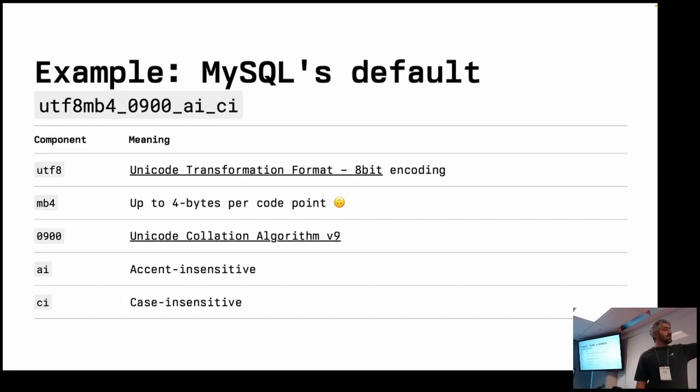0900 is, like I was saying, the big document over there has been versioned over time. This is version 9, which is from 2022, I want to say. And then the important bits are the AI and CI, which is accent insensitive and case insensitive, which means that when we sort, say we're storing names in the database and we sort the names, if there's an accent or an uppercase, those will be considered equal.